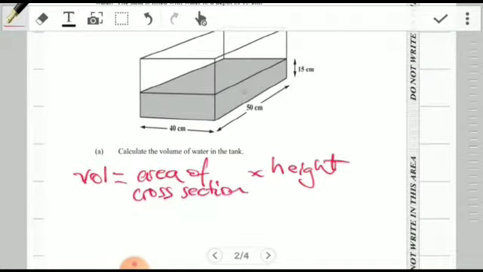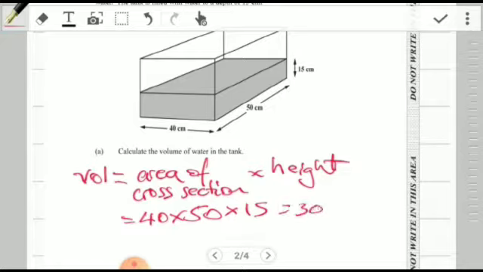So we're talking about the water, which is the shaded part here. We're talking about a 40 by 50, and this is the cross section, which is here, times the height, which is 15. So we just simply plug these into our calculator, and we're looking at 30,000 cm cube. And that is the volume of the water in the tank.